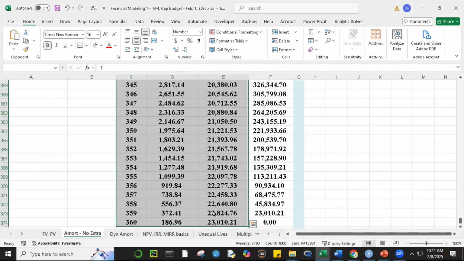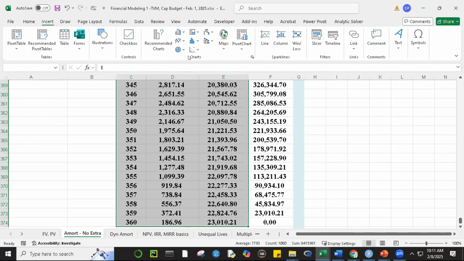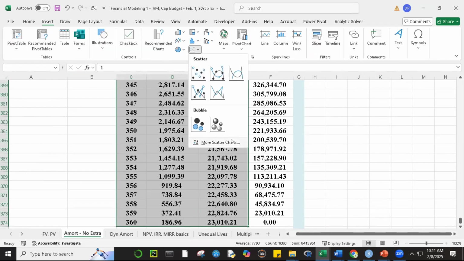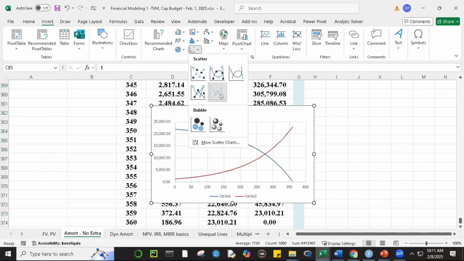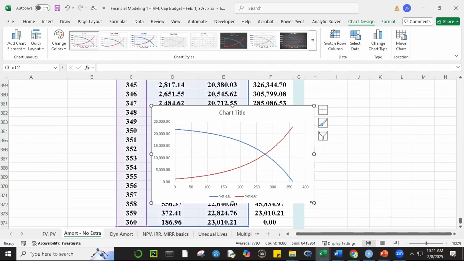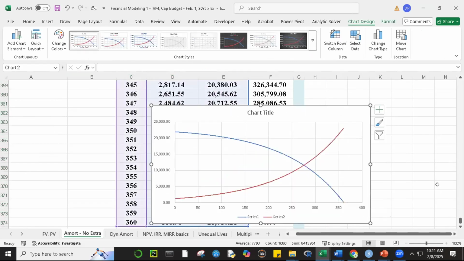Okay, and let's see if we plot this, insert, and then let's just plot a line plot here. So there you can see what's happening. This is the interest payment. This is the principal payment. If you add these two, for example, at this point, this is how much you paid.